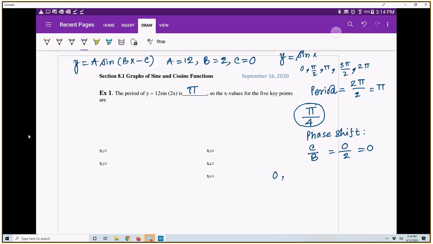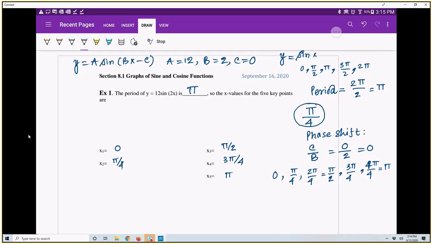Then I keep adding the value I got by dividing the period by 4. So 0, pi over 4. I add pi over 4 one more time, I get 2 pi over 4, which can be simplified as pi over 2. Add pi over 4 one more time, you get 3 pi over 4. Add one more time, you get 4 pi over 4, I'm so sorry, and that is equal to pi, the end of the period. So I write down my key points as 0, pi over 4, pi over 2, 3 pi over 4, and pi.